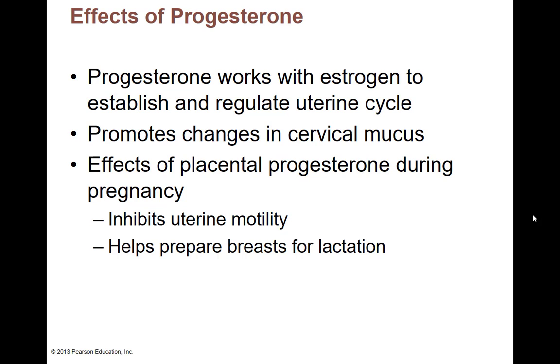The effects of placental progesterone: if you are pregnant, the placenta and the baby will make its own progesterone, starting at month 3. It will inhibit your uterine motility so that your uterus doesn't contract. Other things will make that go away around 9 months, but until then, progesterone makes it so your uterus is not contracting on that developing fetus, and it helps prepare your breasts for lactation. So kind of get your breasts active.